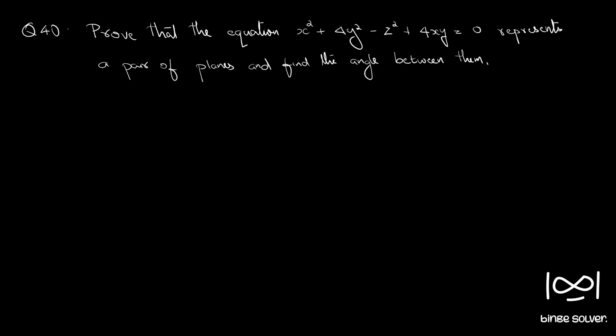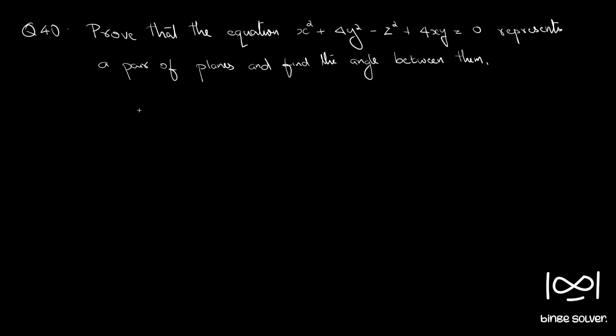Question 14. Prove that the equation x square plus 4y square minus z square plus 4xy equal to 0 represents a pair of planes. Find the angle between them. So here we have a homogeneous equation of second degree.